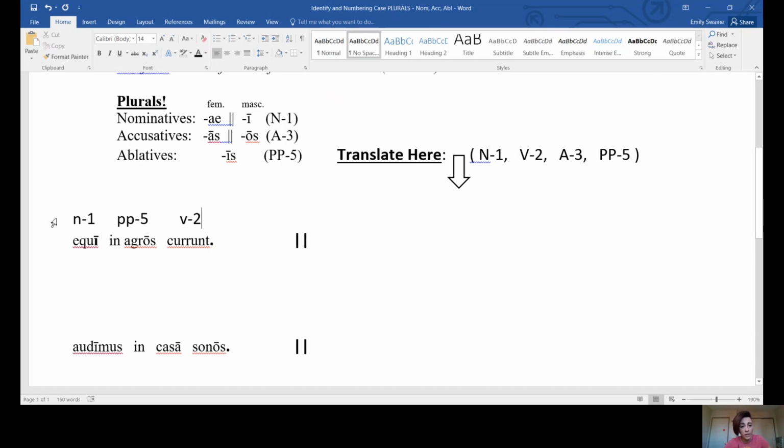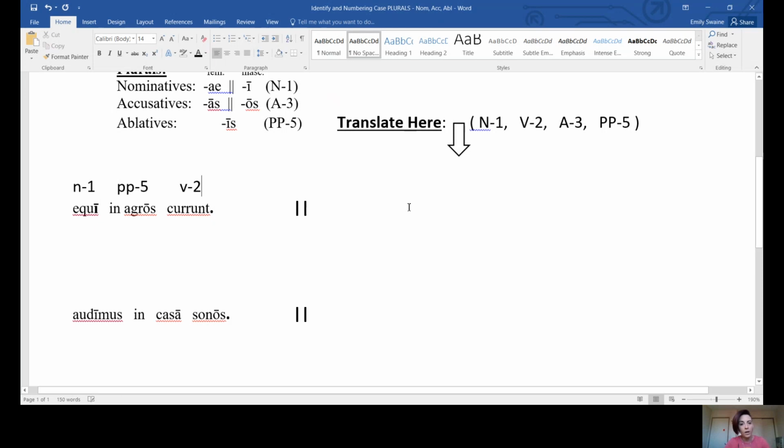So we have a 1, 2, and a 5. Is it okay that we don't have a 3? Yes, it is not necessarily true that every sentence will have a direct object. Okay, so this sentence does not have a direct object, and that is totally okay. So let's actually do, once we've numbered this, let's just jump right to the translation. So my N1 was equi. So equi are horses. Equus means horse, so equi are horses.